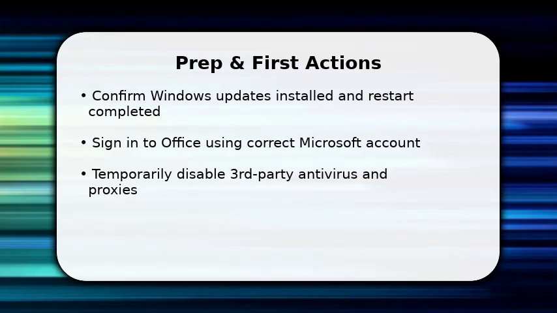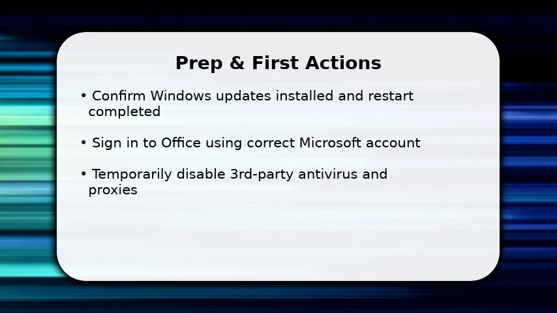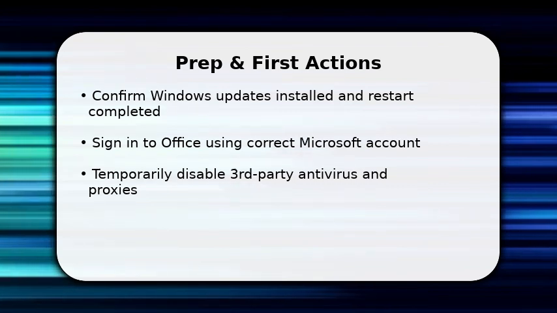You start by verifying prerequisites so the installer has a clean environment. Check that Windows updates finished and restart. Make sure you're signed into the same Microsoft account used for the license. Once done, temporarily disable third-party antivirus and any proxy or VPN because they often block downloads or activation.